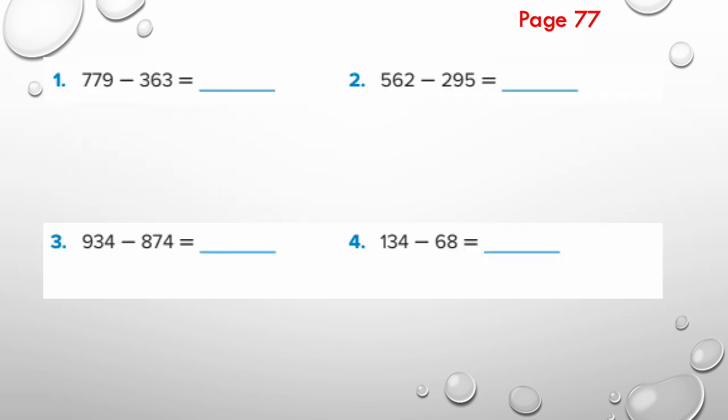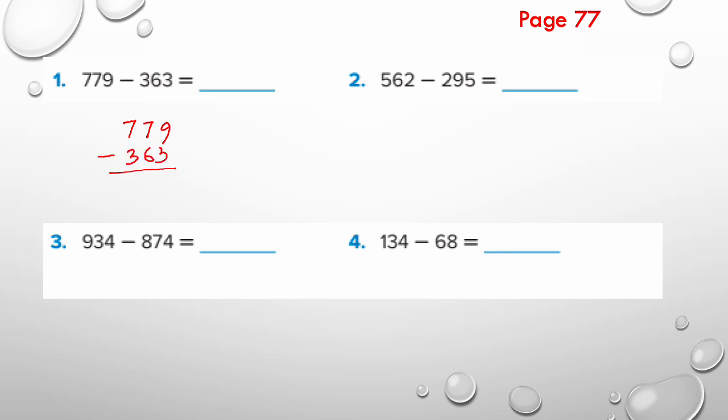Okay, now in page number 77, the question will be to subtract. You need to subtract, naqas. Okay, so the question will be here like this. So you can write in column method in your book, from the question paper, 779 minus 363.